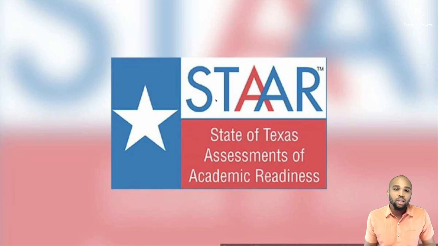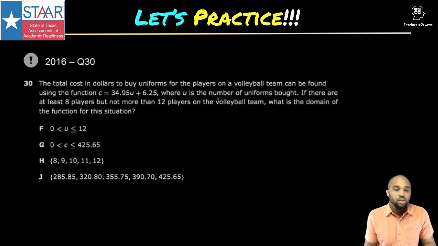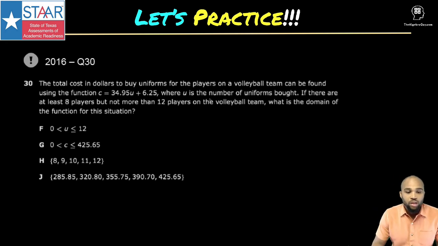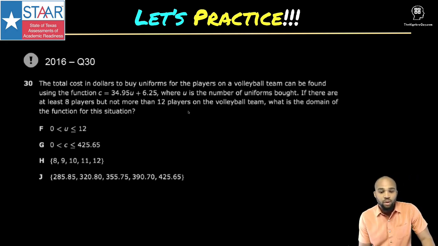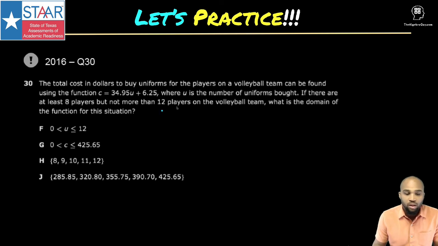STAAR. So what does it look like if you were to test this on STAAR? Well, let's look at what has been tested in the last years on this particular skill. The total cost in dollars to buy uniforms for the players on a volleyball team can be found using this function, where U is the number of uniforms bought. If there are at least 8 players, but no more than 12 players on a volleyball team, what's the domain? So what's the domain of this function?